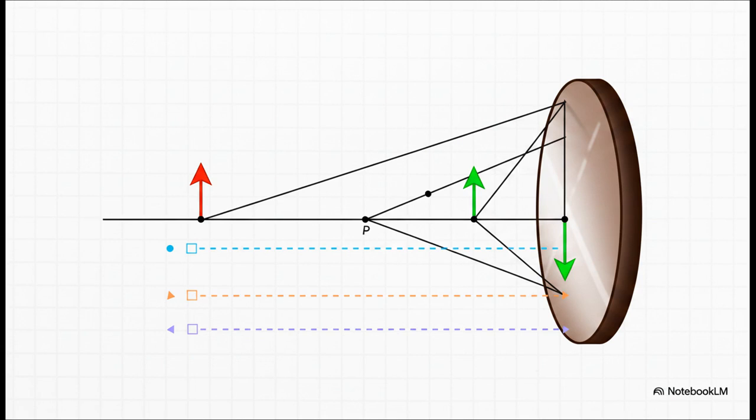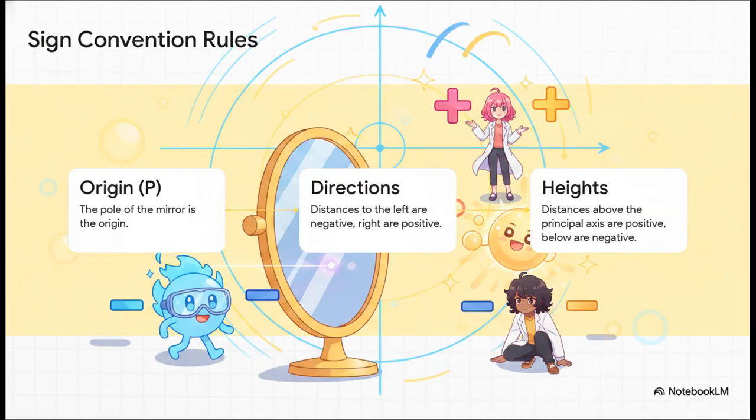u is how far the object is from the mirror. v is how far the image is from the mirror. And f is the focal length. The really cool part is if you know any 2 of these, you can always figure out the third one. It's awesome.